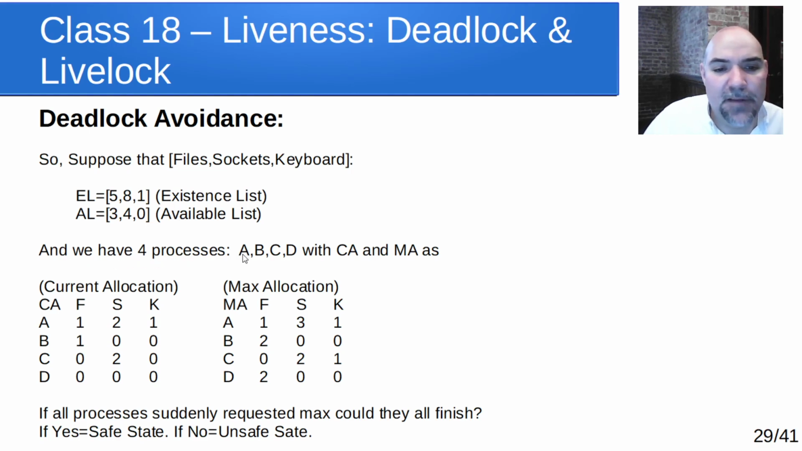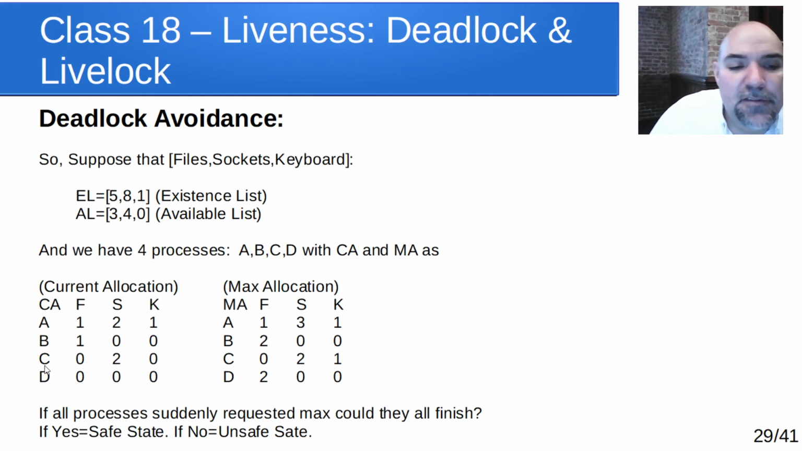Now we have 4 processes, A, B, C, and D, with their current allocation and maximum allocation as follows. Here's process A. Its current is 1, 2, and 1. Its maximum is 1, 3, and 1. And notice this F, S, and K, that's files, sockets, keyboard. I've just shortened that there. Process B, currently it only has a file and no sockets and no keyboard, but it's going to eventually need 2 files that it has open at one time.